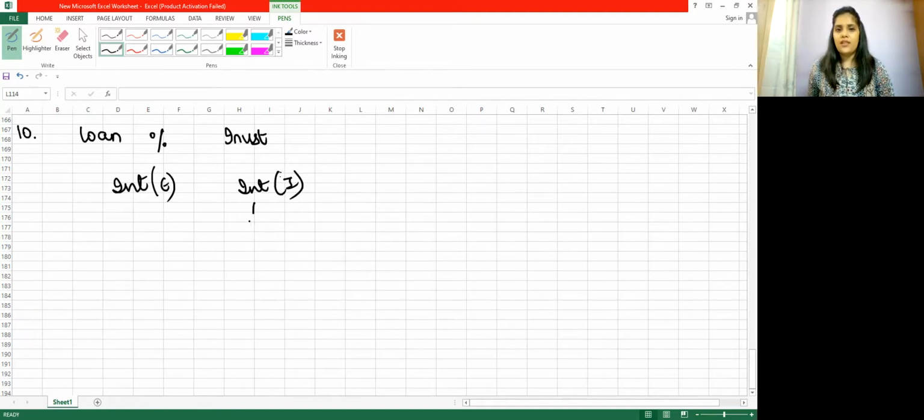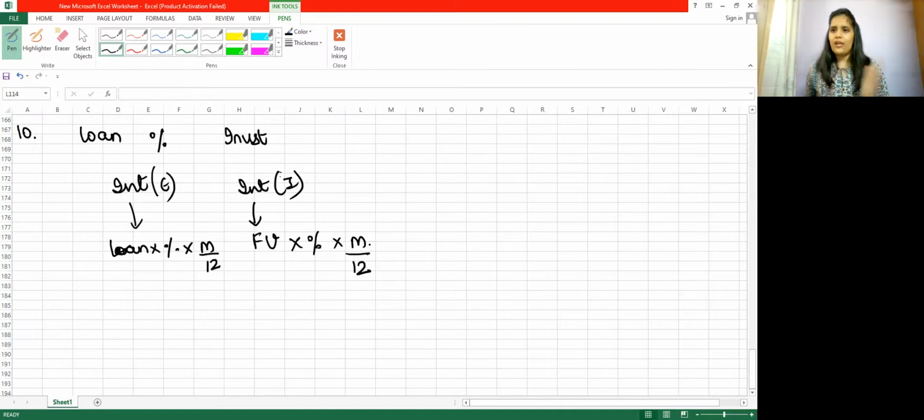Now the interest calculation for investment will be fair value of the investment into percentage into months divided by 12. Normally if the opening and closing balance of the investment is the same, then 12 by 12. But if the investment is purchased during the year, then accordingly you have to do the month calculation. And again for loan, it will be loan amount into percentage into months divided by 12. Same calculation for months. So I hope this helps you.